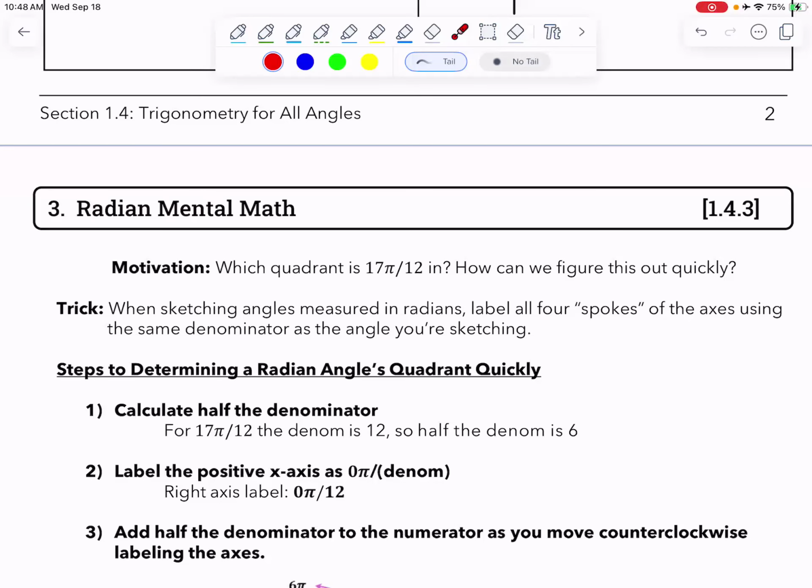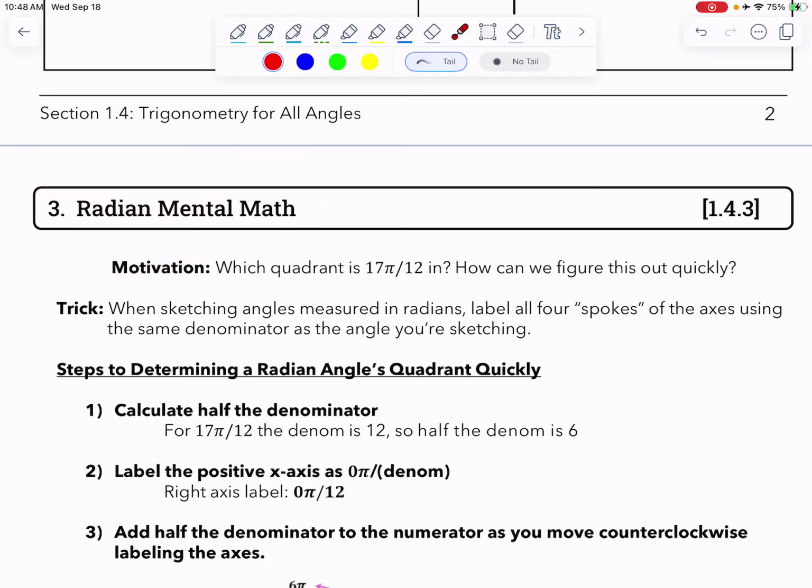Radian mental math. All right. You might think that this section isn't super necessary because maybe there's not a homework problem that has you doing radian mental math, and that is true. But let me tell you, if you learn a little bit of radian mental math right now, you can really make so many things easier for yourself.